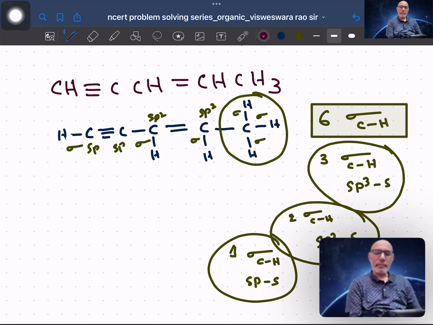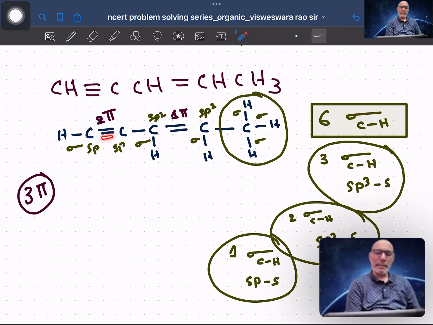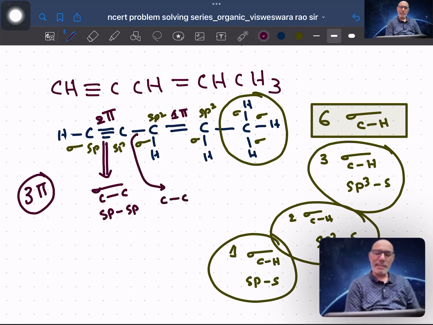Now, here you are having two pi bonds, and here one pi bond. So 3 pi bonds you are having here. And the last one is the carbon-carbon sigma bond. Here, one carbon-carbon sigma bond formed by sp-sp overlap. Here another carbon-carbon sigma bond you see, formed by sp and sp2.